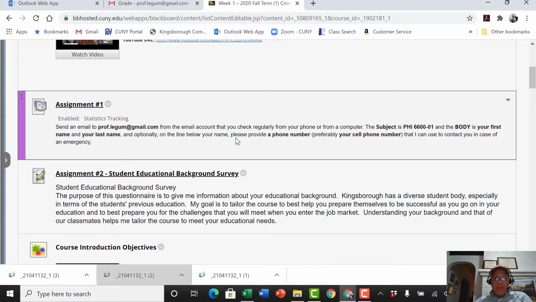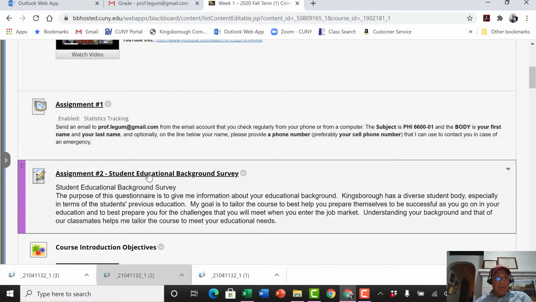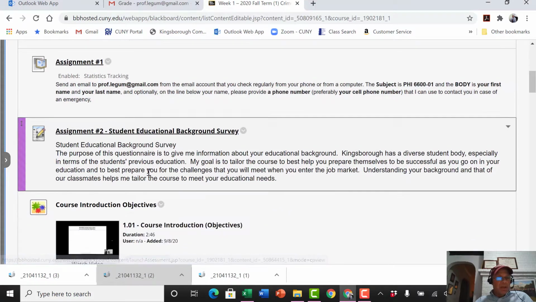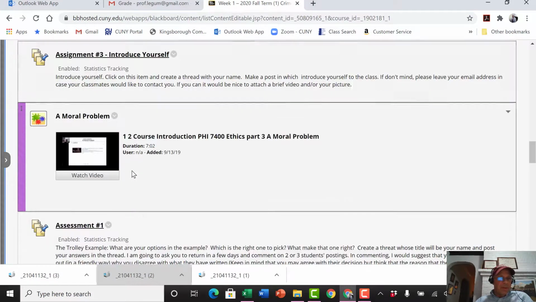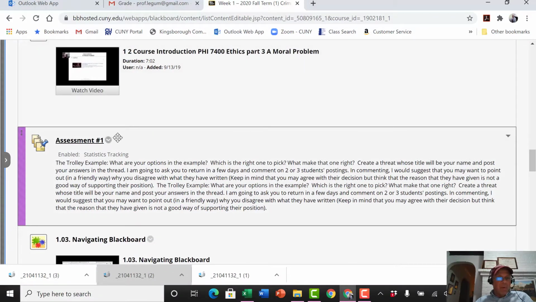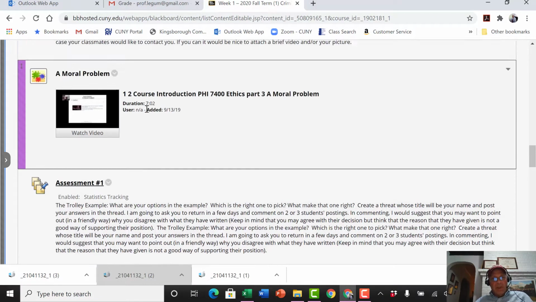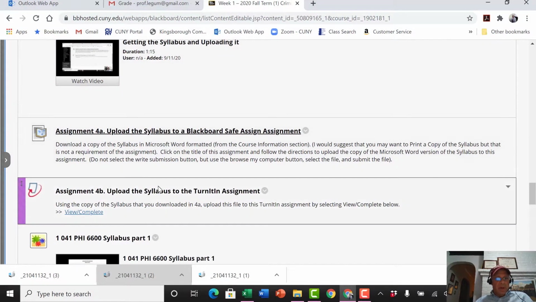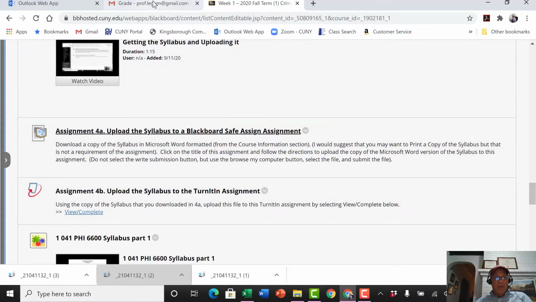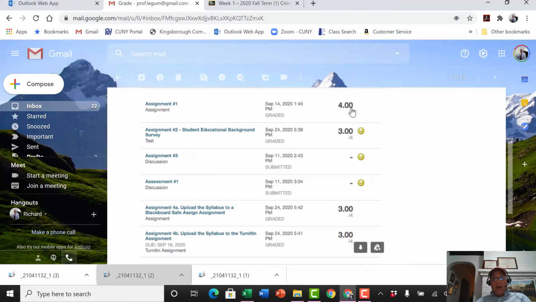Okay, this is about sending the email to me. Assignment number two, student educational background, and you answered what looked like a quiz. And if you go down there, was that it for this one? Oh no, assessment number one was the discussion about the trolley example. And here are the assignments to upload. So they probably look the same way. Now the question is, how were they graded?